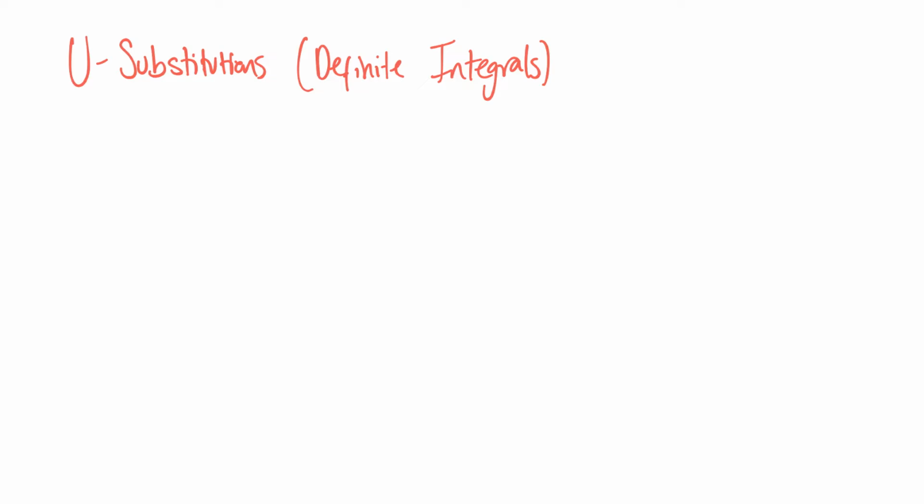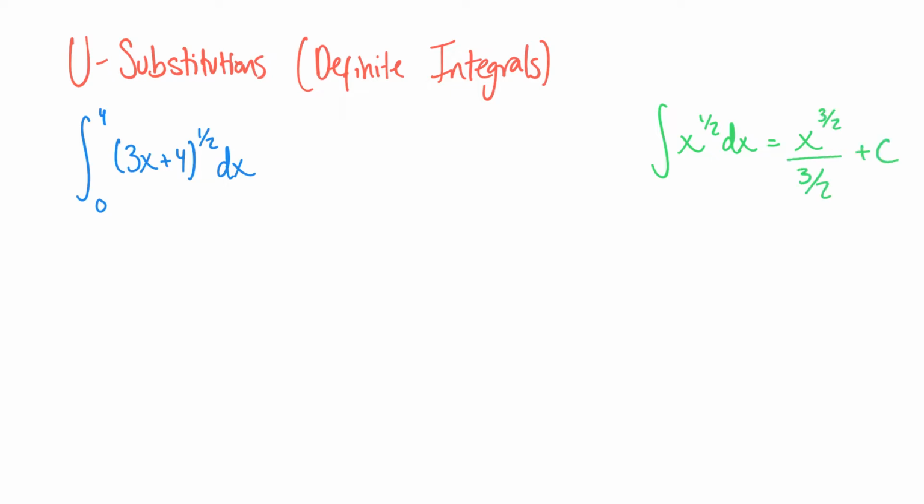Now, let's imagine that we have this integral from 0 to 4 of (3x plus 4) to the 1 over 2 dx. So I have the square root of 3x plus 4. And just as before, with any u-substitution problem, I know that if I had x to the 1 over 2 dx, this would just be x to the 3 over 2 divided by 3 over 2 plus c.